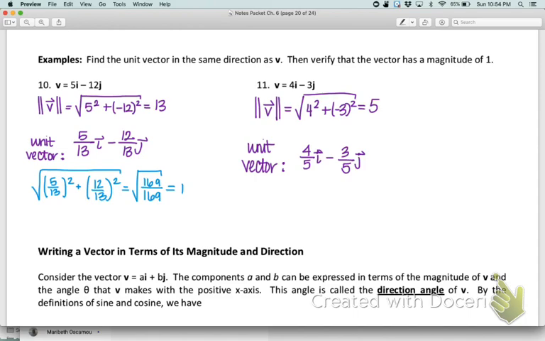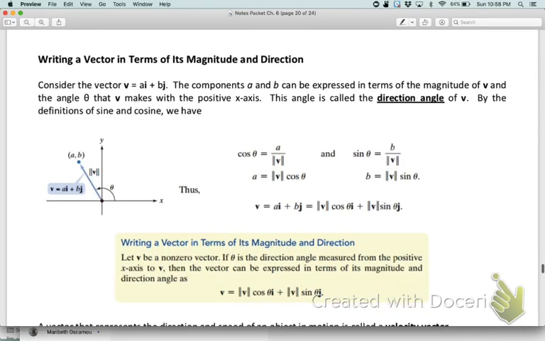So once we figure out the unit vector, that helps us figure out how to write a vector in terms of its magnitude and its direction, okay? And so let's look at what that is going to look like. And this is where some of your trig comes back in. So if we have the vector v expressed as a i plus b times j, then the components a and b can be written using the magnitude of v and the angle theta that v makes with the positive x-axis.